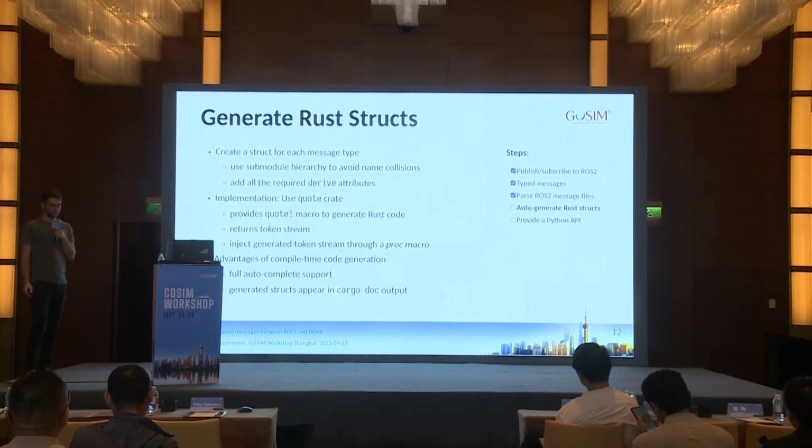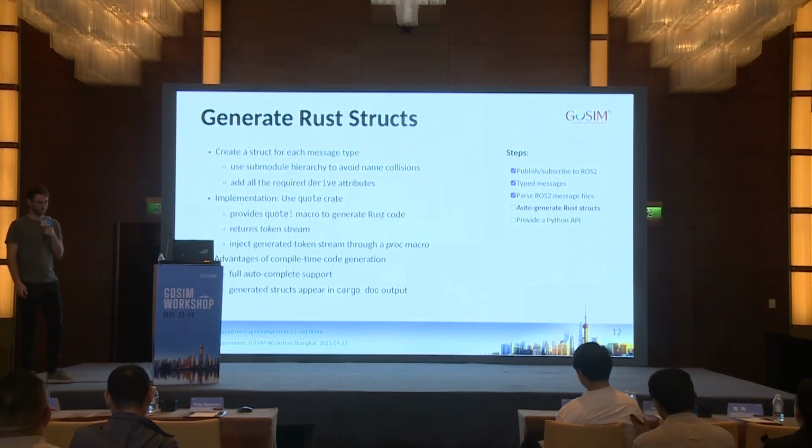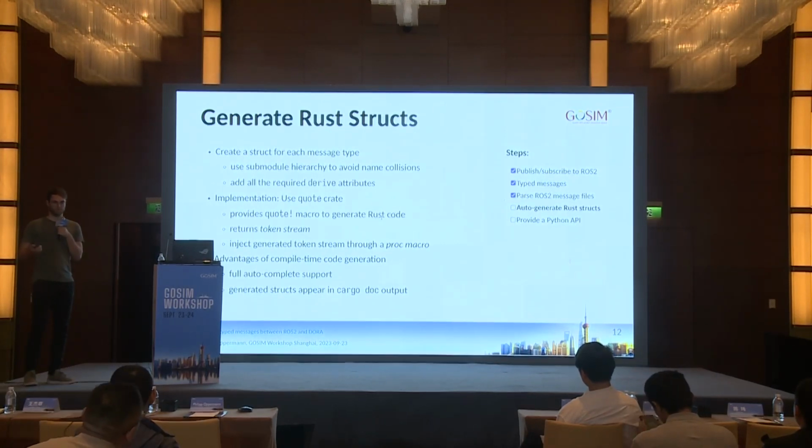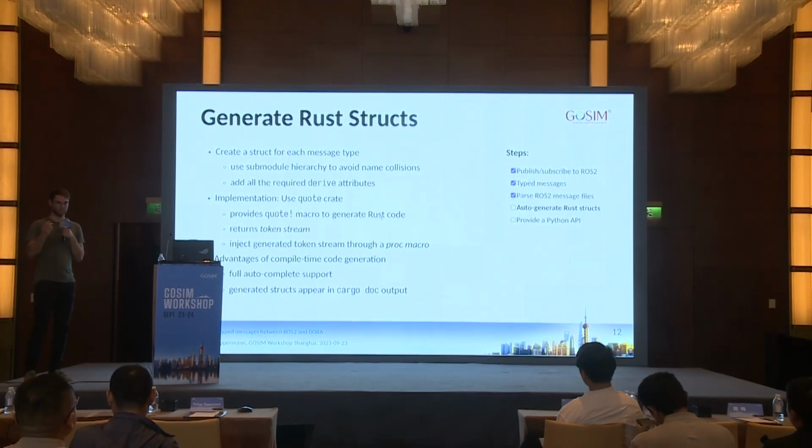Yeah, and the generation of Rust structs is relatively straightforward. We want to create a separate struct for each message type that references the other structs. We use submodules to avoid name collisions, so we model it like the packages, like the namespaces that are used in ROS2. And we can automatically add all the required derive attributes, including the serialize and deserialize implementations.